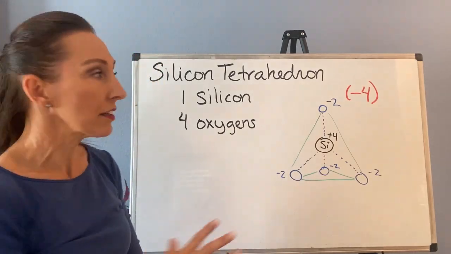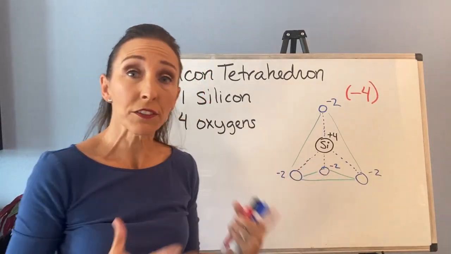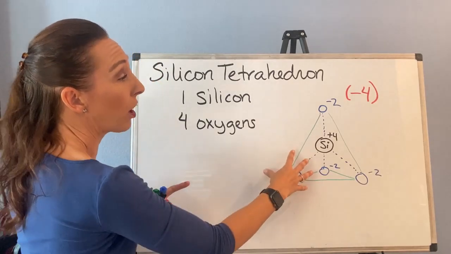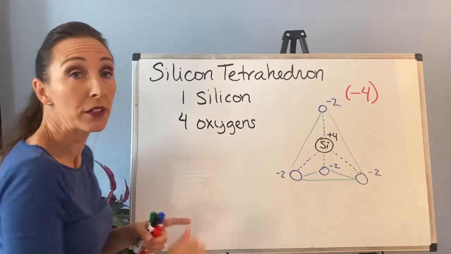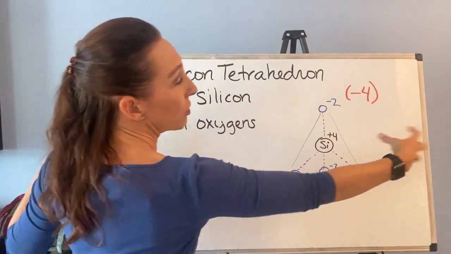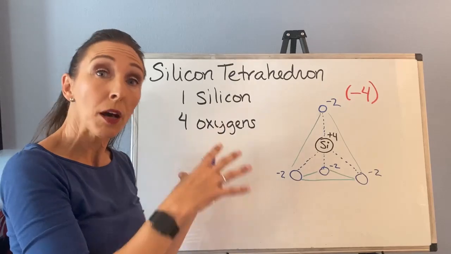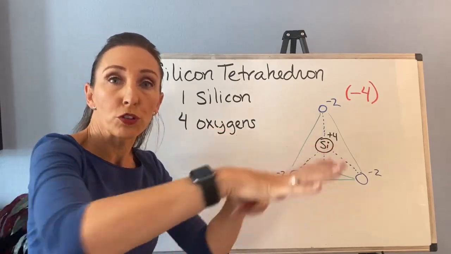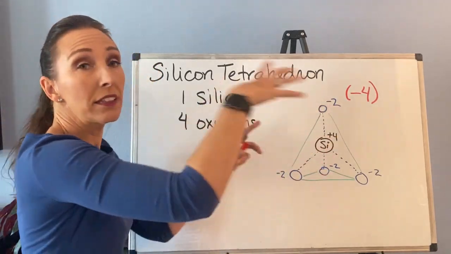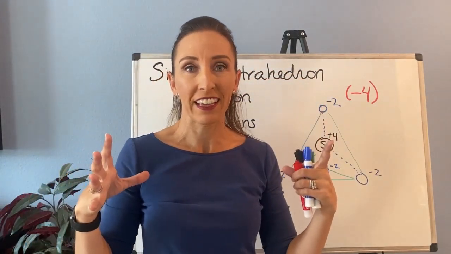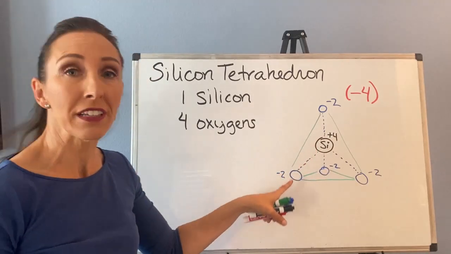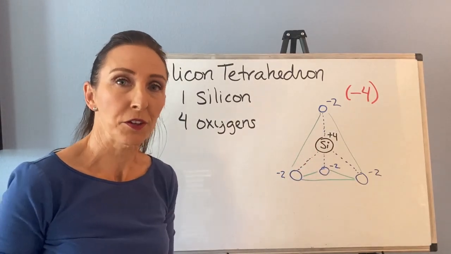You'll learn later that these end up forming different structures together. You start to bond these together where you start sharing oxygens with the next little pyramid over, and they'll form long chains. You can form double chains. You can form whole sheets. You can also have these bonded in all 3 dimensions and form what are called framework silicates. But the silicon tetrahedron is the basic building unit for all of those.